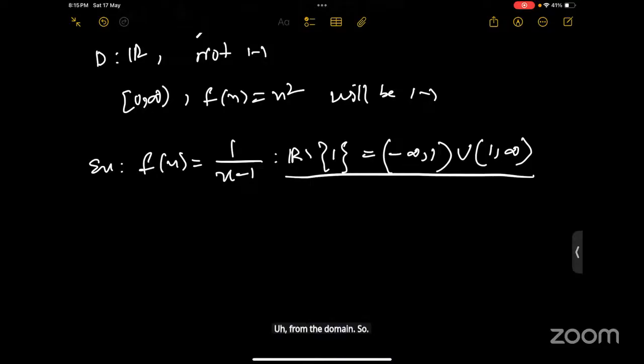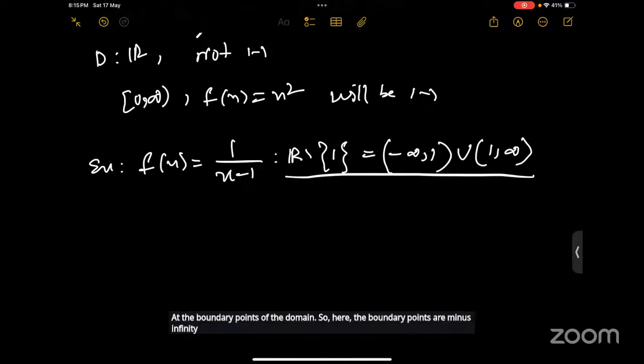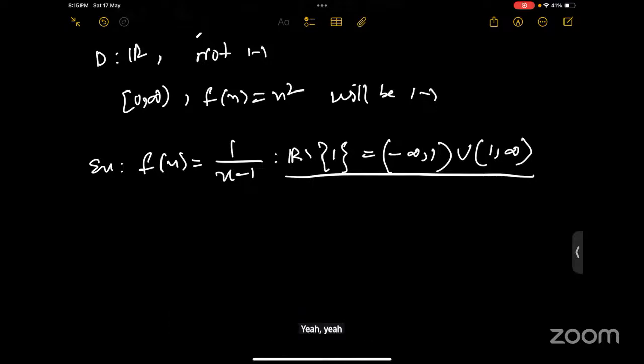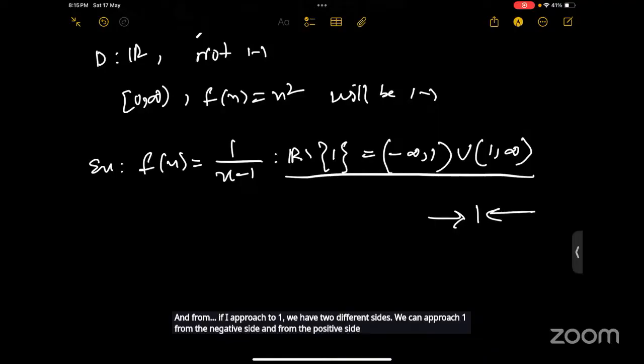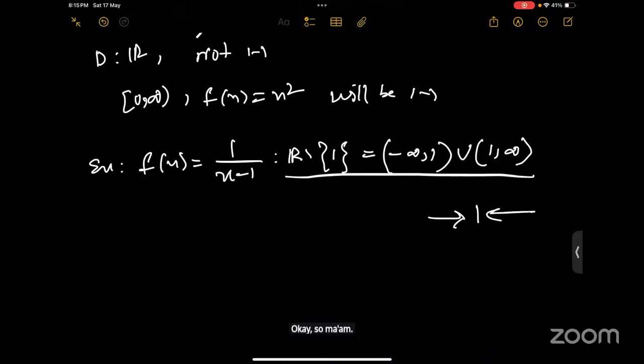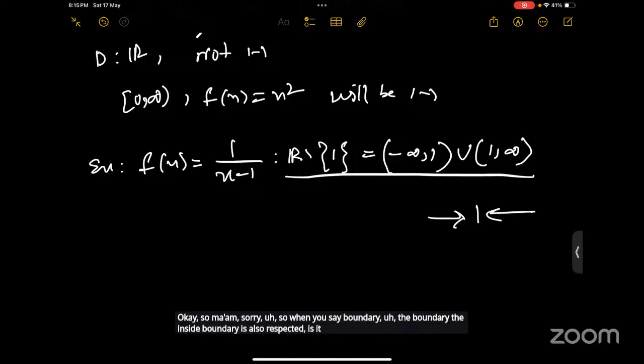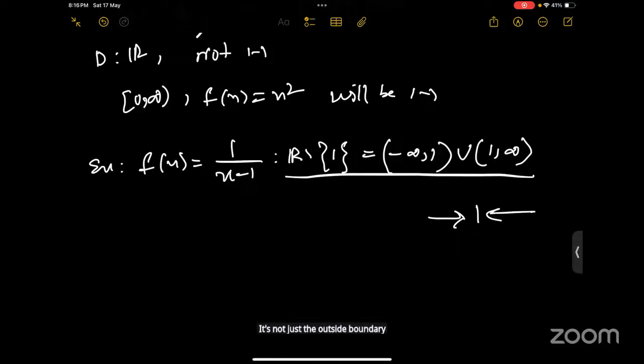So we have to check the function at the boundary points of the domain. Here the boundary points are -infinity, 1, infinity, right? And if I approach 1, we have two different sides. We can approach 1 from the negative side and from the positive side, right? So, when you say boundary, the inside boundary is also respected, is it? The 1 and 1? Yes.